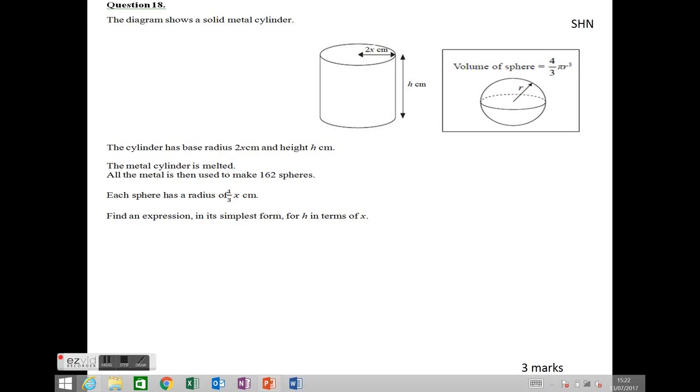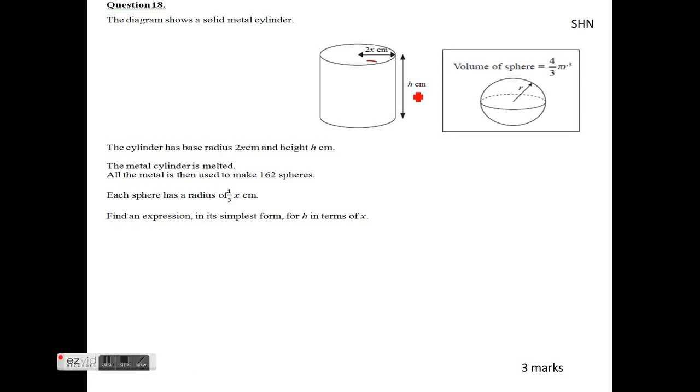So the cylinder has a base radius of 2x centimeters and it has a height of h centimeters. The metal cylinder is melted down, and all the metal is then used to make 162 of these spheres. Each one of these spheres has a radius of a third x centimeters. Find an expression in its simplest form for h in terms of x.